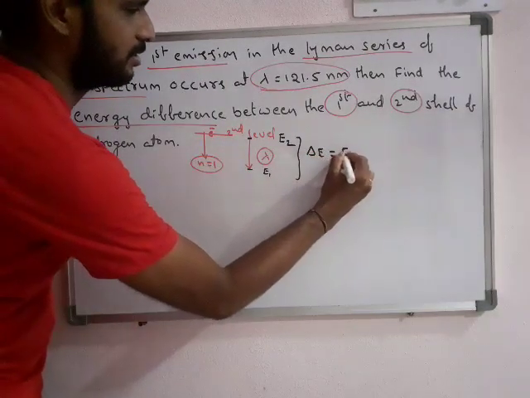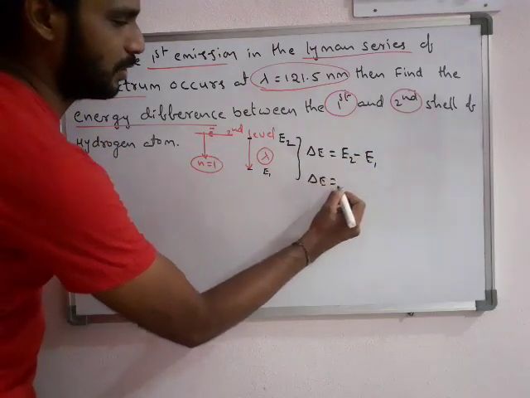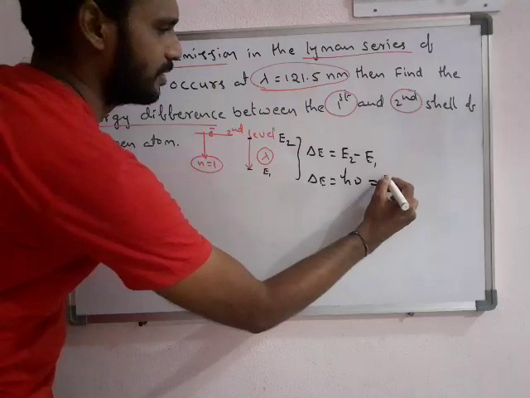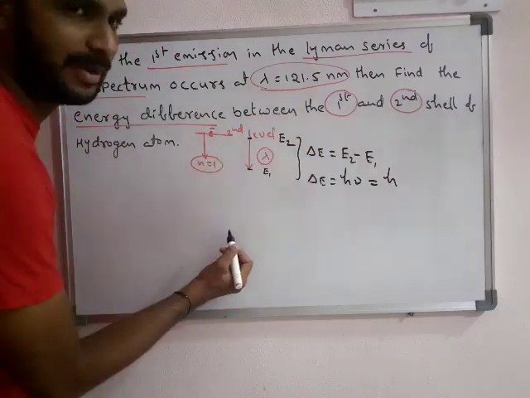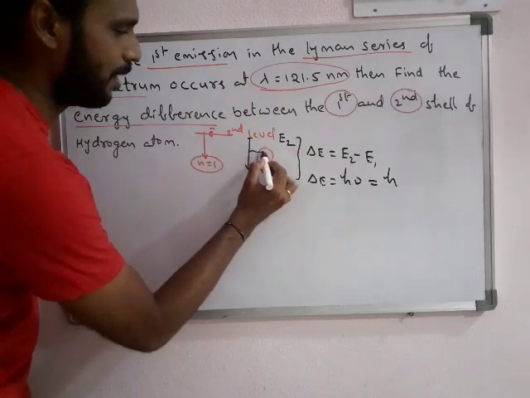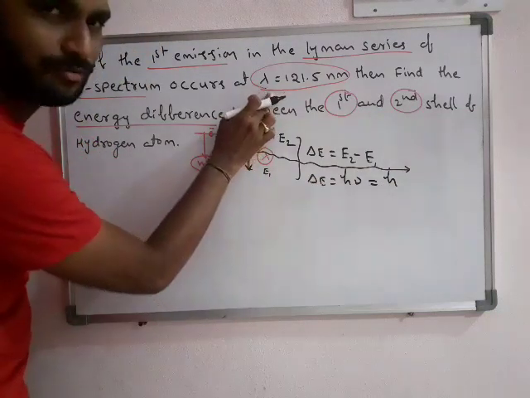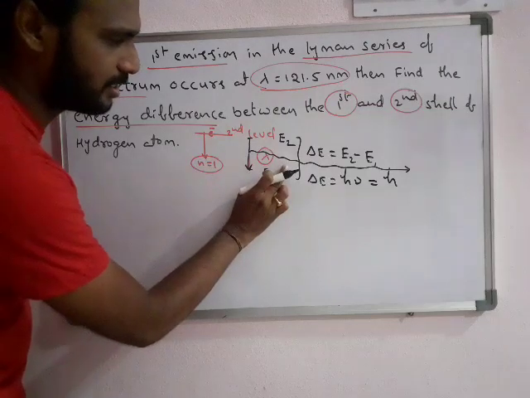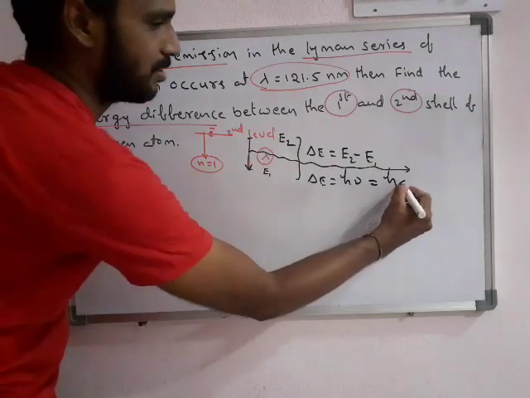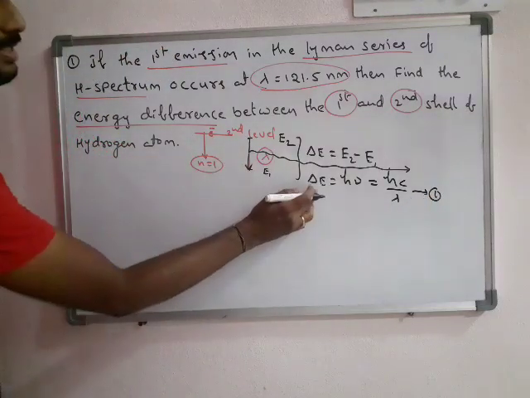Delta E is equal to E2 minus E1, and we know the formula delta E is equal to h nu, or we can write it in terms of lambda. The lambda given is for the radiation which is released when the electron de-excited from second level to first level. So we can write hc by lambda. Now we need to find this energy difference.